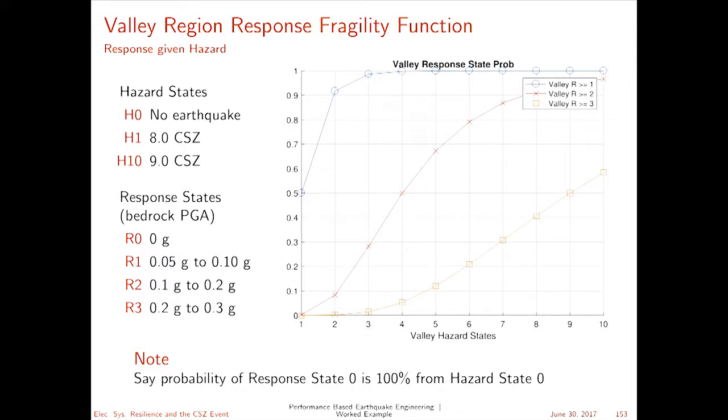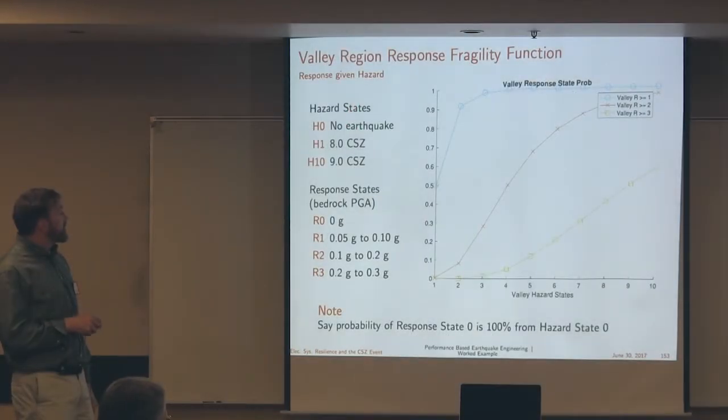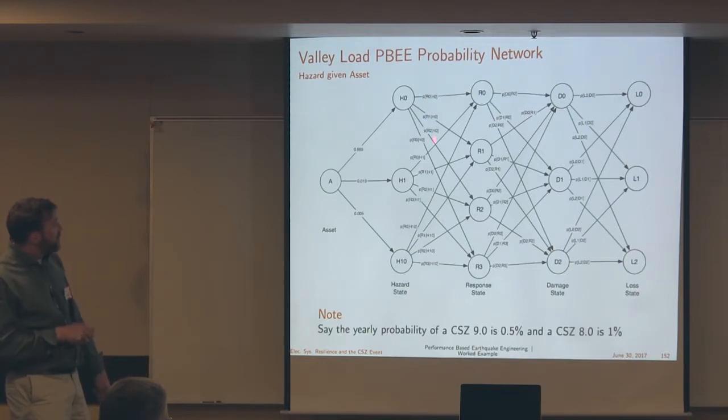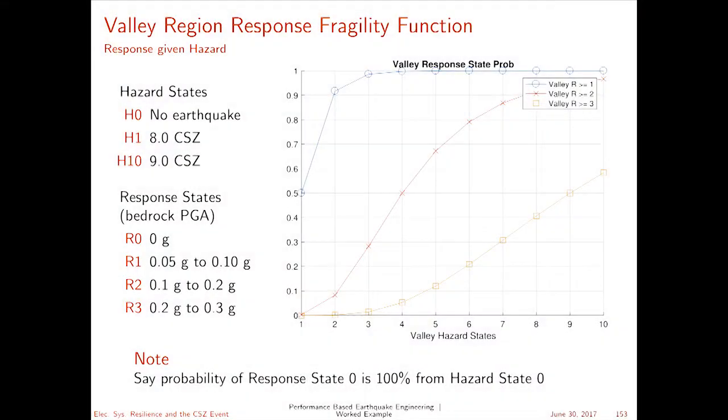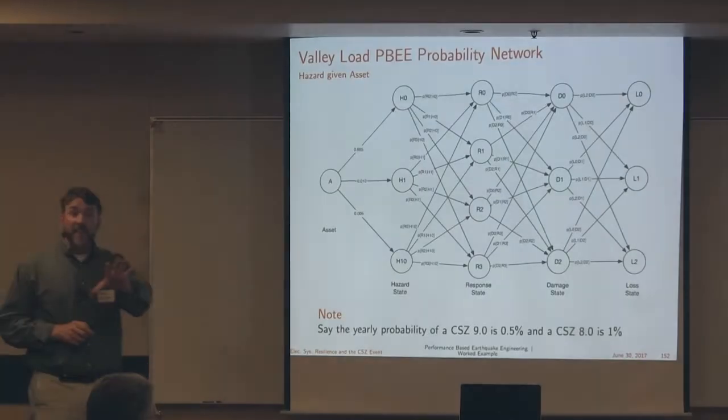This is my valley region response. Remember, we're talking about the valley because this was a valley load. When we do the coast example, I have a different set of curves for the coast. So what I'm trying to get are these numbers between this layer and this layer. I need these 12 numbers to go from hazard to response. My hazard states are 0, 1, and 10. See that here? 0 is not shown, but I have 1 and 10. And the response states that I have are 0, 1, 2, 3, and 4. Is that good so far? Make sense?